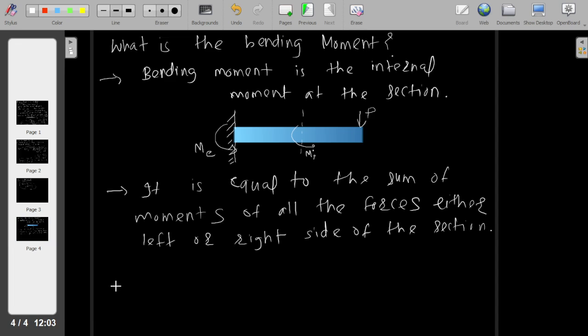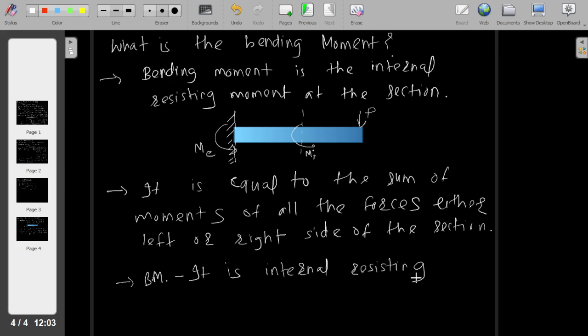Also, there is one more definition I would like to write. It is the internal bending moment. It is internal resisting. We call it internal resisting also. Even though it is internal, it is not external resisting. This is the internal resisting moment.